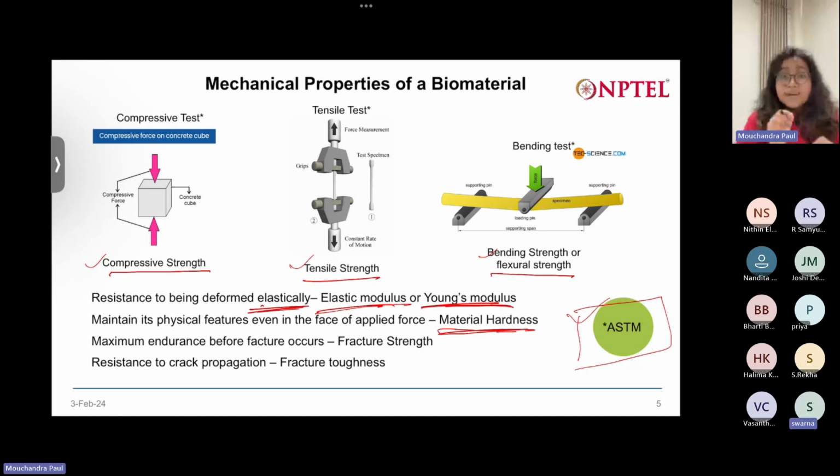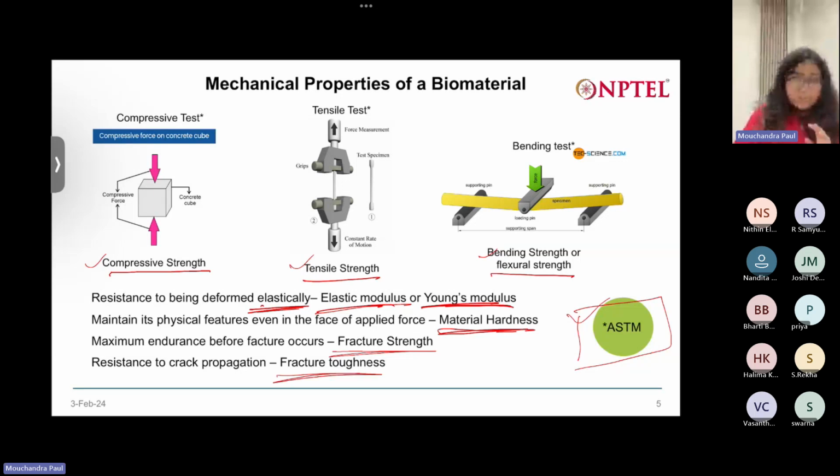The next material specific property is fracture strength. This is the maximum stress that the material can endure before it fractures, meaning breaks. You have taken a specimen, say of 10 mm, and you're applying so much tensile stress on it that there will come a point where it will break. Up to that point, how much stress the material could endure, that is the fracture strength.